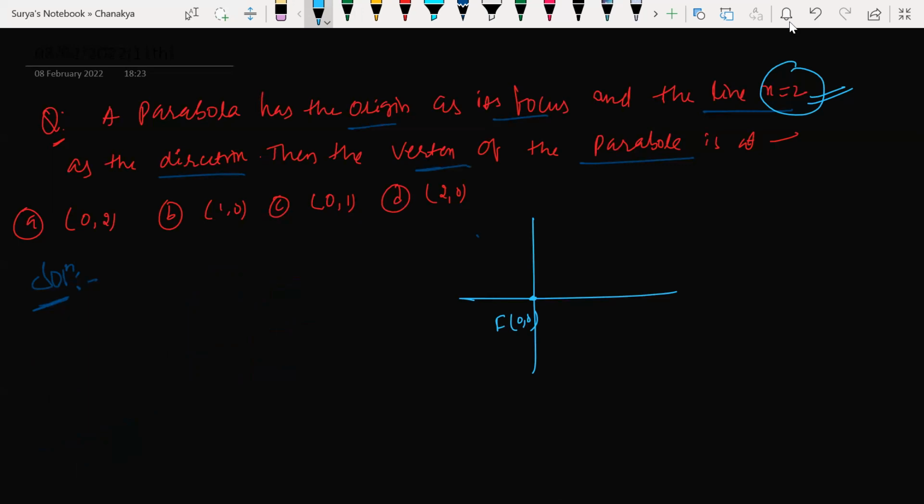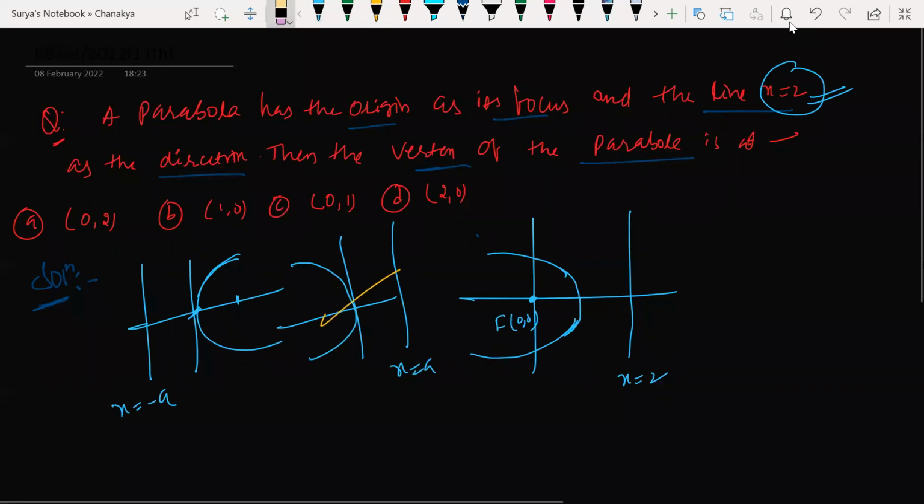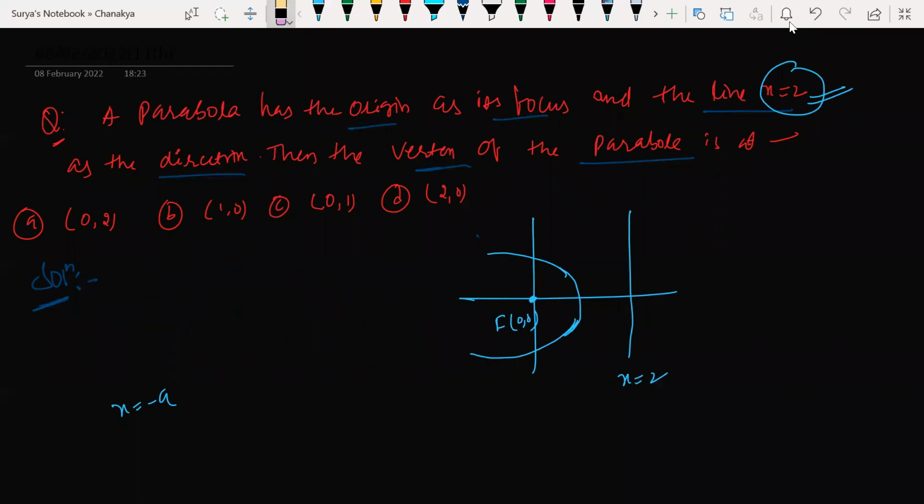Look, it happens like this. The focus will be in the middle, so the parabola shape would be like this. Why? Because the focus is at the origin, so it is in the middle. The directrix is somewhere here, x is equal to 2. This is a parabola with the directrix x is equal to minus a. Now this is a parabola with the directrix x is equal to a. This is the parabola we have to use in this question. Now I have the focus here and the directrix here.